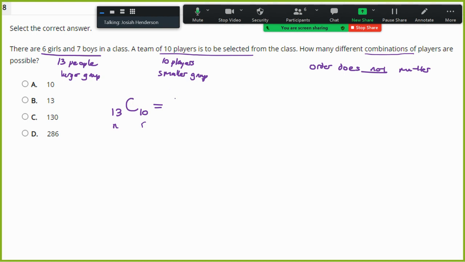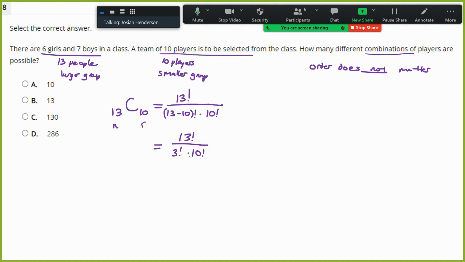So going back to your formula, it's going to be 13 factorial over 13 minus 10 factorial times, because this is a combination problem, another r factorial. So 10 factorial. So we'll simplify this. Let's simplify the denominator first. 13 take away 10 is 3. So we have 3 factorial times 10 factorial on the bottom.